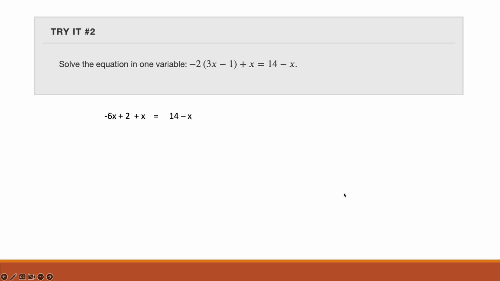Okay, so distributing the negative 2, I get negative 6x plus 2. Remember, a negative 2 times a negative 1 is a positive 2. Plus x is 14 minus x. Let's get our x's together here. Negative 6 plus 1x is negative 5x.